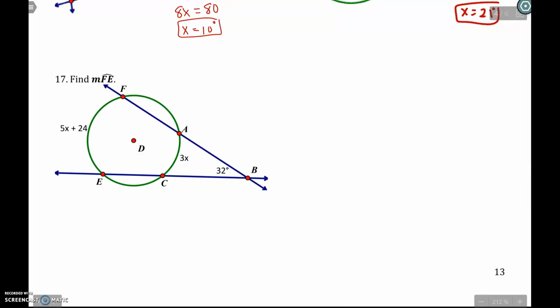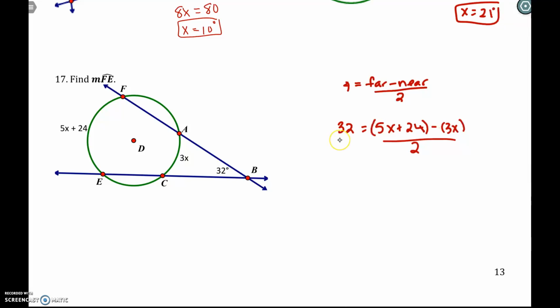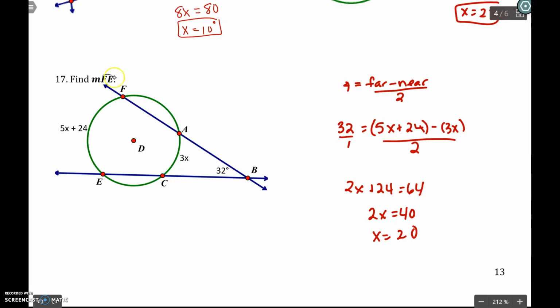For number 17, we're going to do far minus near. The angle is 32. The far arc is 5x plus 24 minus 3x over 2. When you cross multiply, you're going to get 2x plus 24 equals 64, which is 2x equals 40, which means x equals 20. Then finding FE, we're going to substitute back in to get 124 degrees.